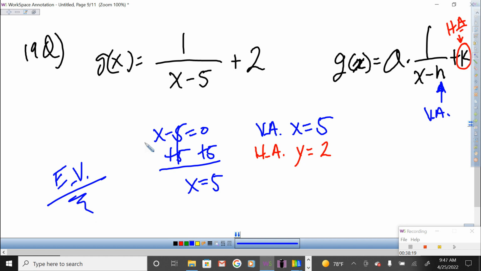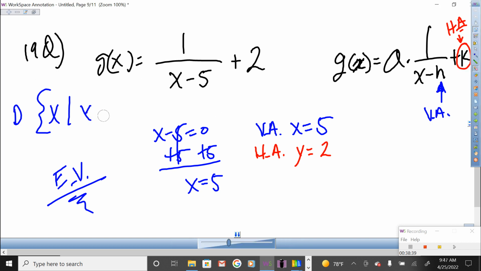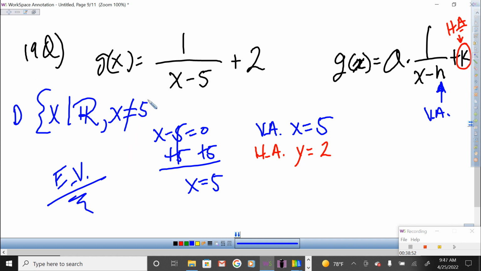Okay? So for x values, we can use any value. Is that correct? Yes. So my domain would be x such that, and then I would write all real numbers. However, x cannot equal what? Five. Yeah, you guys are right.